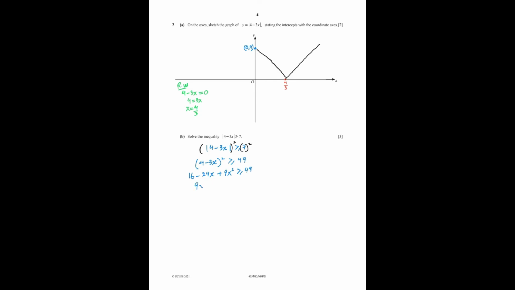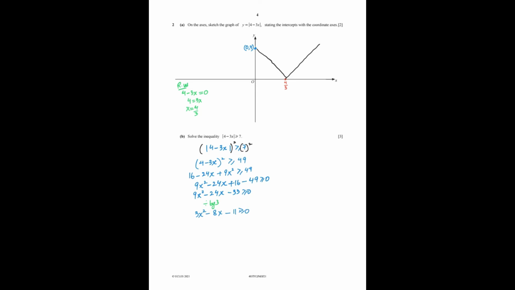We can solve it. 9x squared minus 24x plus 16 minus 49 should be greater than or equal to 0. After that we have 9x squared minus 24x minus 33 greater than or equal to 0. We can divide the equation by 3, or you can say we can take common here. So that will be 3x squared minus 3 8s are 24x minus 11 greater than or equal to 0.